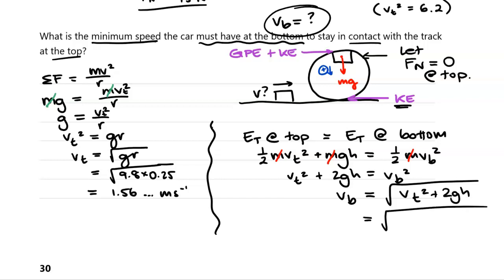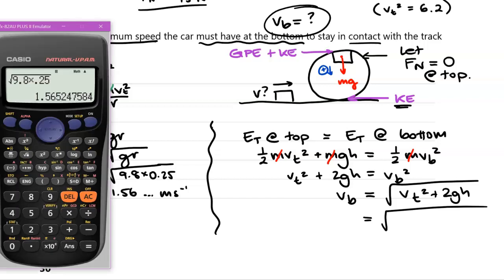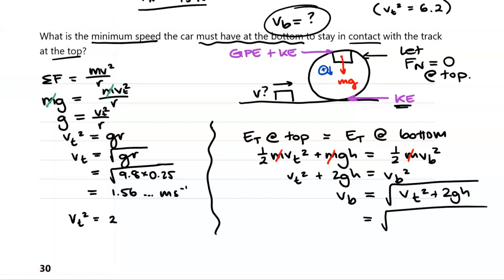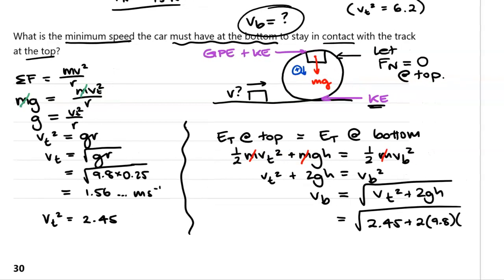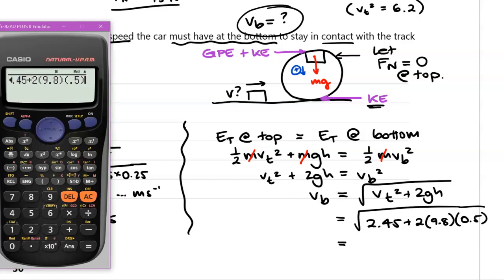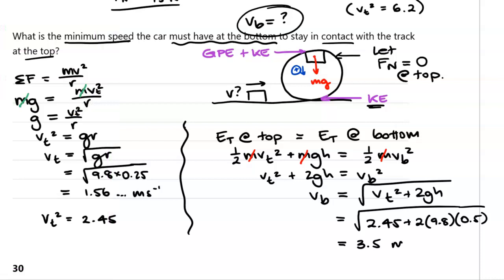V top squared, we could have done that trick that we mentioned before. What's v top squared? It'll be 2.45. See how that avoids us needing to round? So 2.45, or you could have had that previous value and square it, plus 2 times 9.8 times h. Height is still 0.5 meters. Okay, we get a nice 3.5 meters per second here. That seems reasonable because the speed we had before was 4 meters per second with a normal force of 15 newtons, so having a value less than that seems reasonable.